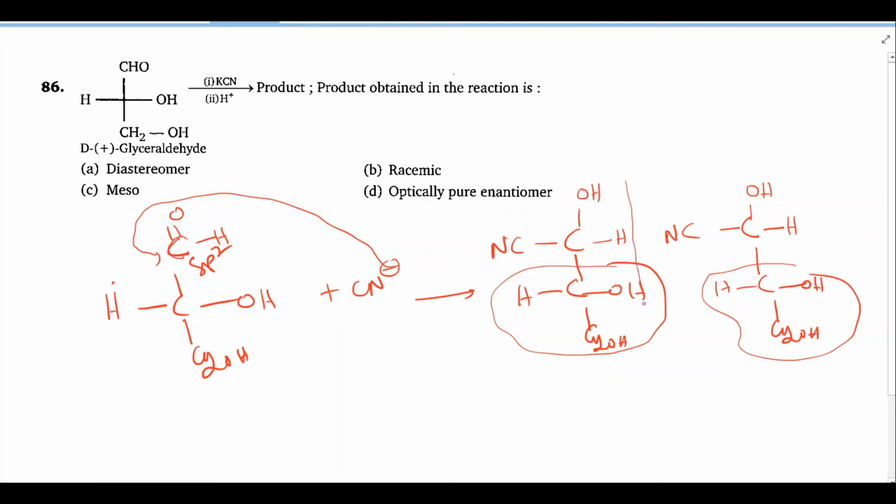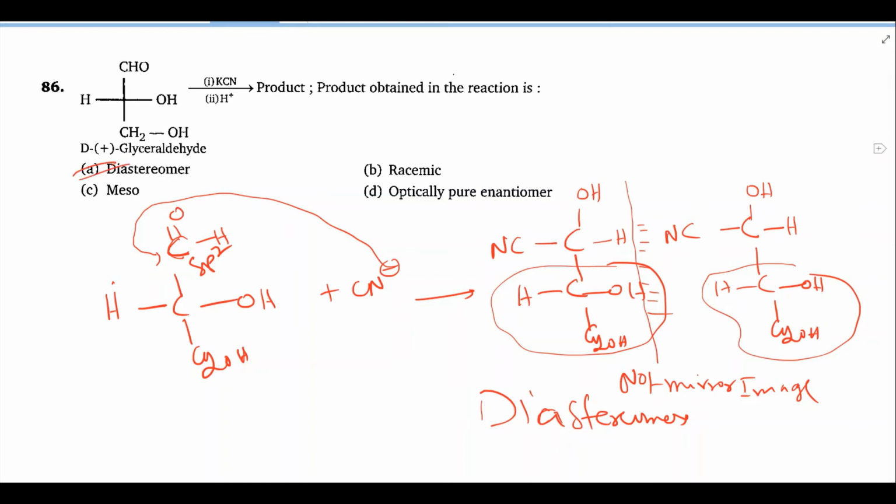You can observe these two are not mirror images. Whenever these two are not mirror images, this is called diastereomers. So what is the correct answer for this question? A option is the correct answer. This is question number 86.